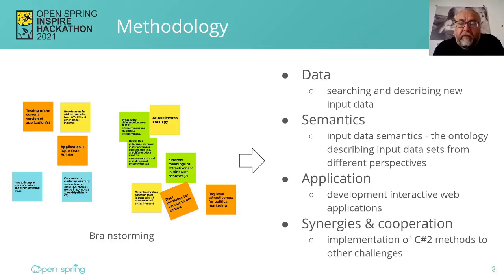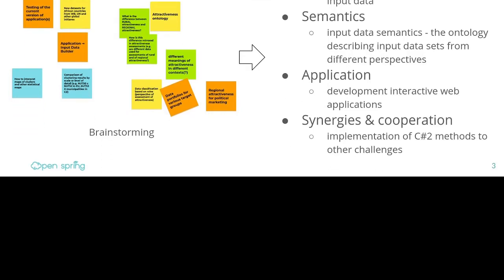The third group developed and improved the interactive web application. And the last group was focused on synergies and cooperation with other challenges of the hackathon, mainly with Challenge 1. We tried to implement methods used for assessment of regional attractiveness, such as clustering, for other types of data. Now, the particular groups will introduce their results.